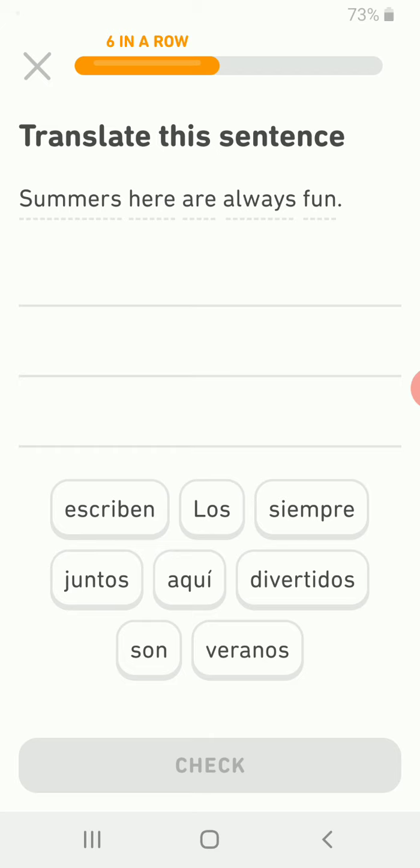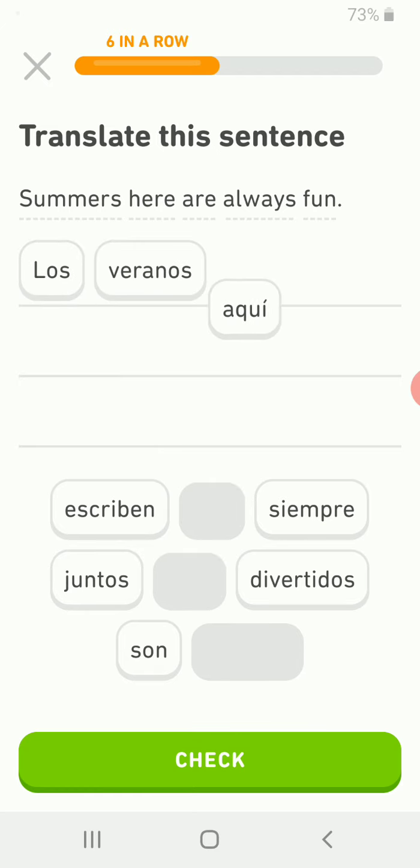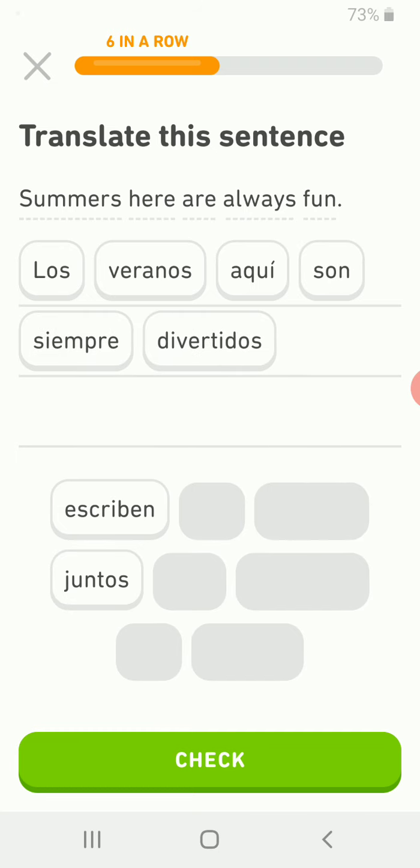Translate this sentence. Summers, or this is veranos. It's also a new word here. We've never met this word previously in my lessons. So, veranos, los veranos aquí son siempre divertidos.